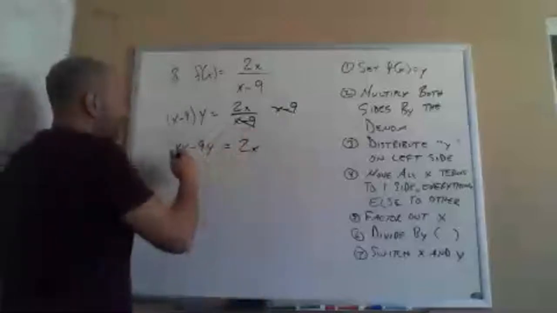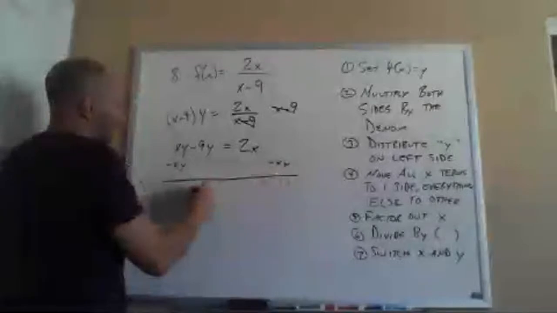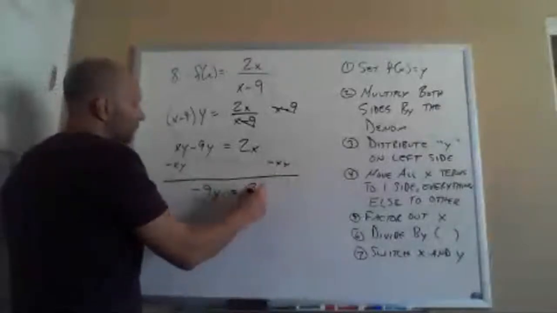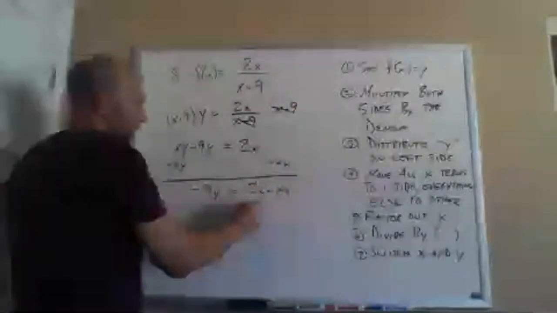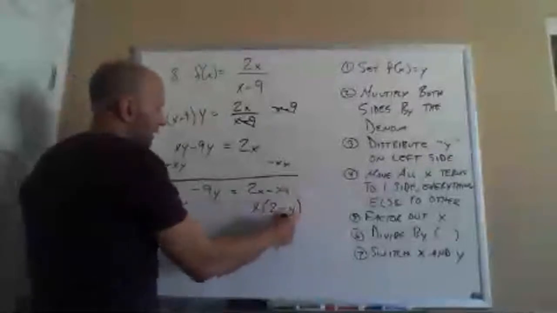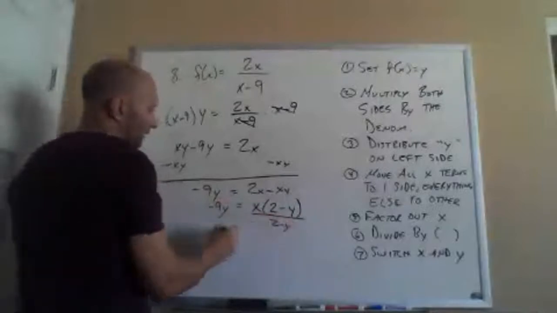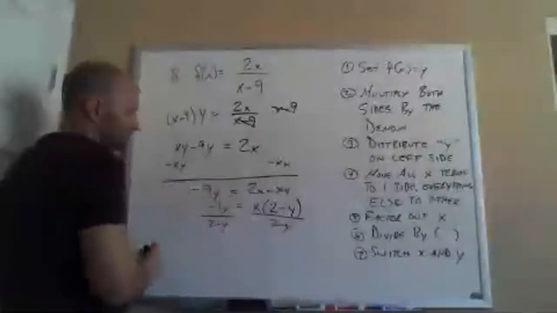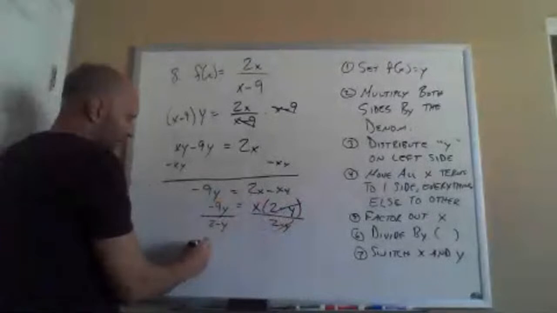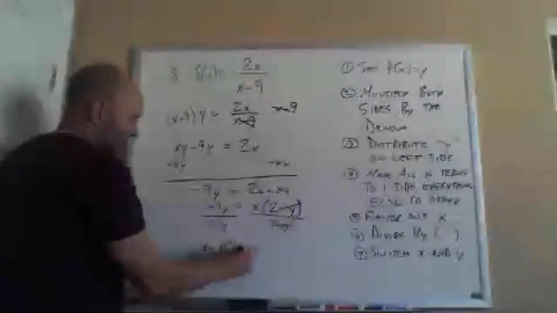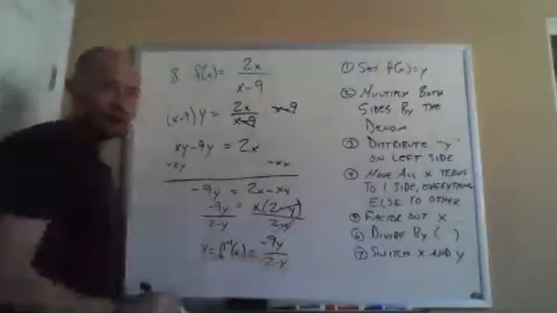Move all the x's to one side, everything else to the other. So in this case, if I subtract xy, I get negative 9y is equal to 2x minus xy. Factor out an x. So I'm left with 2 minus y is negative 9y. Divide everything by whatever's inside the parentheses. These cancel out. And now switch your x's and y's. So I get y, which is really f inverse of x, is equal to negative 9y over 2 minus y.